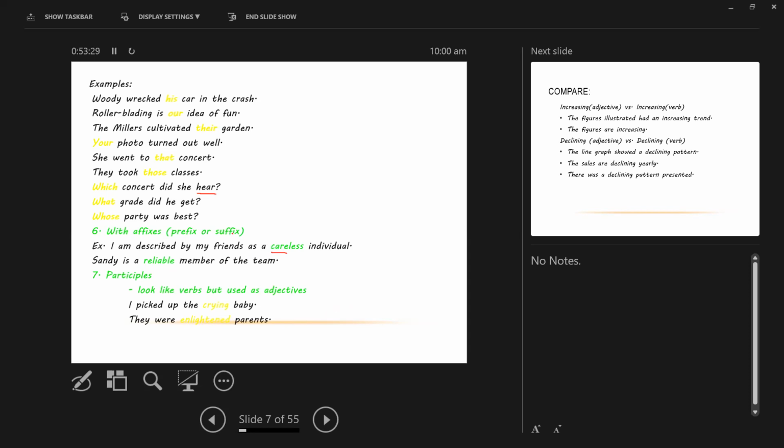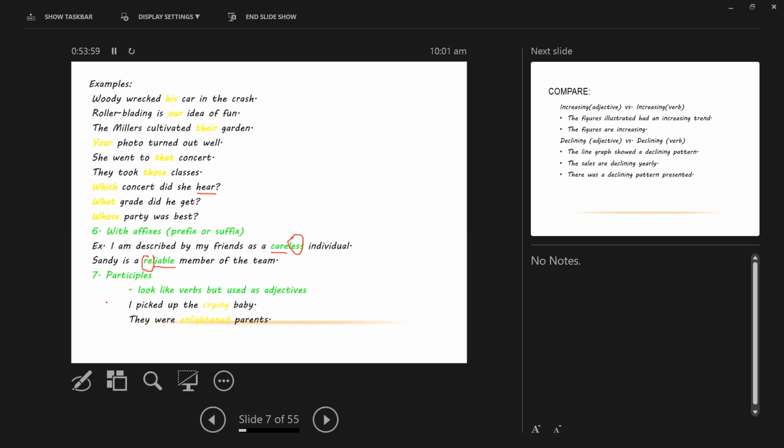As you can see, a lot of adjectives actually have affixes. It's either a prefix or a suffix. Sandy is a reliable member of the team. The root word is liable, and then the prefix is re. Okay.